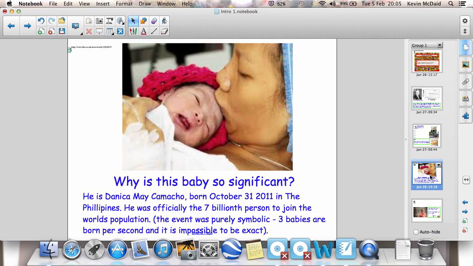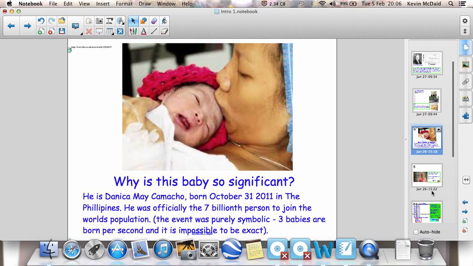So back to population. As I mentioned, 7 billion is the number of people in the world at the moment. It's actually just over 7 billion. It was in October 2011 that we officially hit the 7 billion mark with this baby here, Danica May Camacho, born in the Philippines. Purely symbolic. That date and time was chosen by the United Nations just to raise global awareness of the population problem.